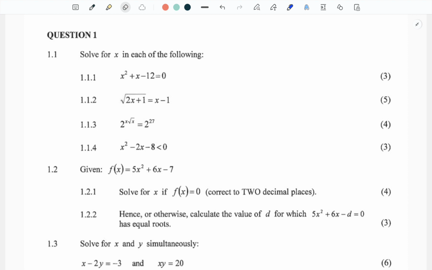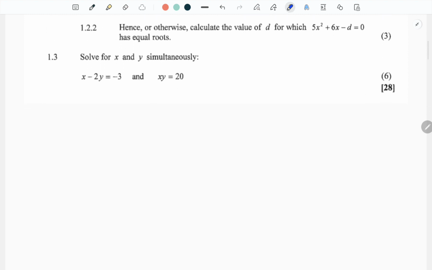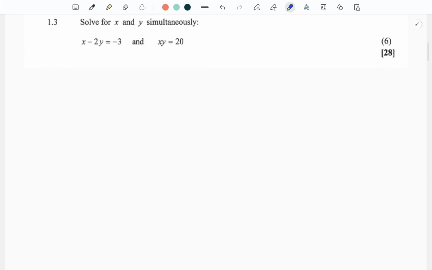We start with paper one, question 1.1. Solve for x in each of the following given equations or expressions. Now 1.1.1, x squared plus x minus 12 is equal to 0, for 3 marks. Remember, this is not a memorandum or answer kind of video. It's a lesson, and again, I repeat, it is mainly to assist those learners who are underperforming.